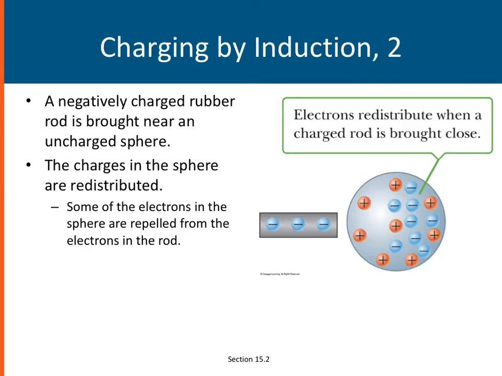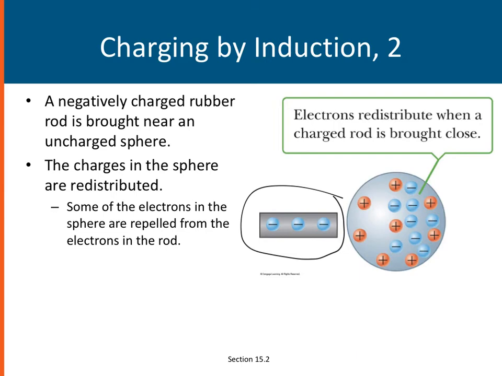Okay, so the first step in induction is a negatively charged rubber rod or some negatively charged rod is brought near but not touching an uncharged sphere. So near a neutral sphere, it does not have to be negative. You could have positive and it would just do the exact opposite effect on the sphere. So for now, we're just going to pretend it's a negative rod, but you can have positive. It doesn't have to be negative.